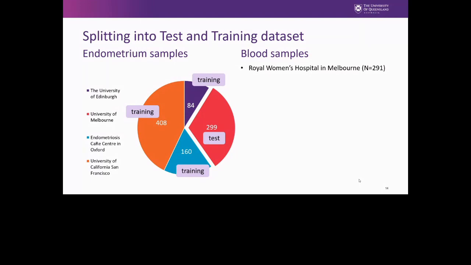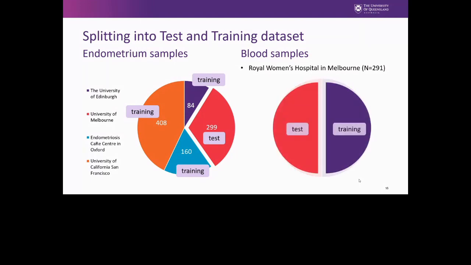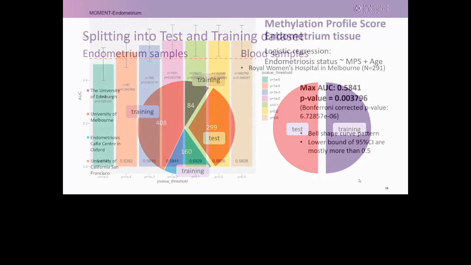However, as all our blood tissue samples come from only a single cohort, what I did is I randomly separated them into half. Half of them used as a test dataset, another half used as a training dataset. And this is my results.